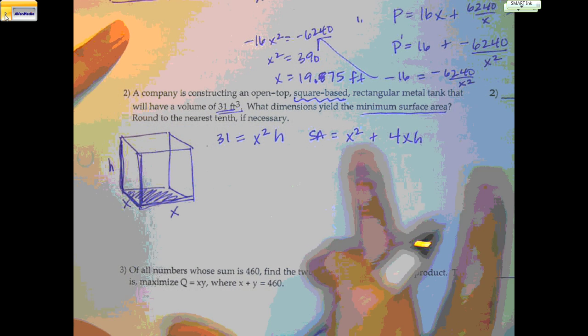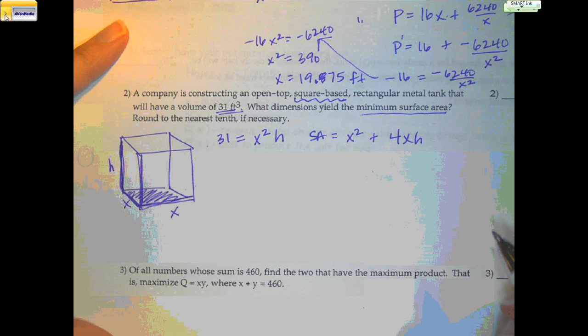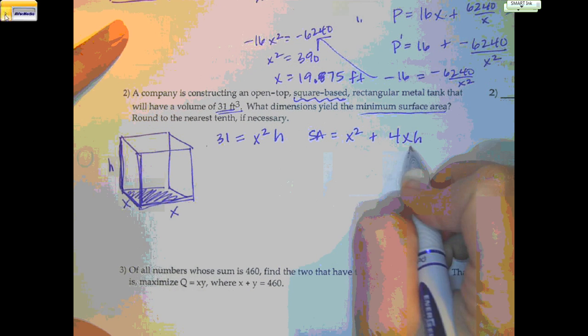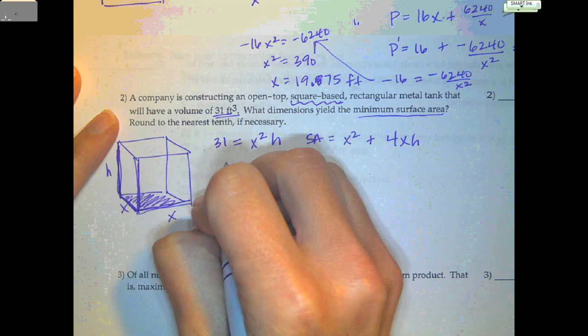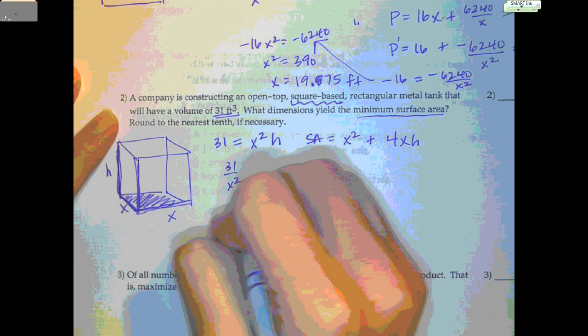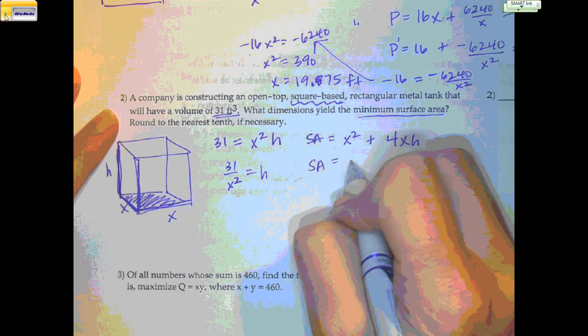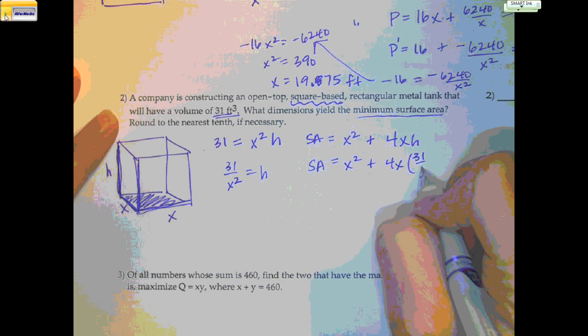Which one of these are we going to derive? The one on the left or the one on the right? The one on the right, because it says minimum surface area. So before I take the derivative here, I need to have all one variable. So I'm going to solve for h over here. This is just like one we did on your assignment earlier. So everywhere I see an h, I'm going to put in 31 divided by x squared.